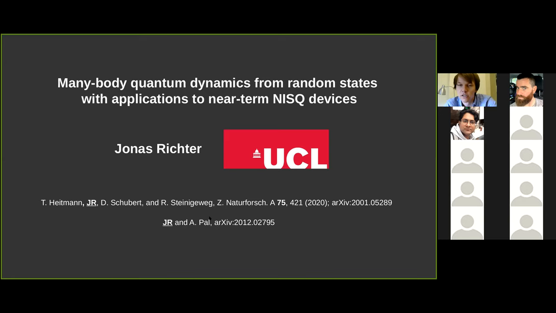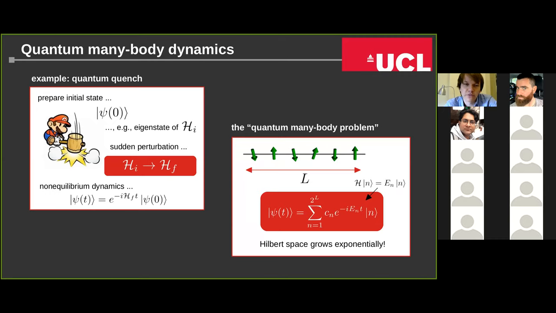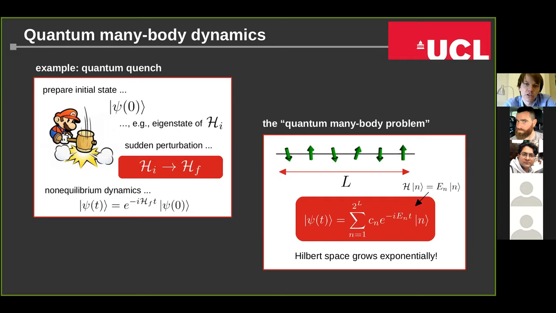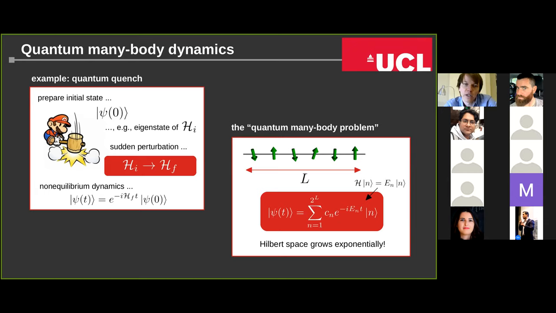So let me start with a very brief introduction. I'm sure this is pretty much familiar to you. I'm interested in the dynamics of quantum many-body systems, in particular isolated quantum systems where time evolution is unitary. In such systems, a very popular protocol to induce a non-equilibrium situation is to prepare some initial state psi zero, for instance an eigenstate of some Hamiltonian Hi. Then at some point in time, there's a sudden perturbation where some parameter of your Hamiltonian changes. So the Hamiltonian changes to some final Hamiltonian Hf, and your initial state is no longer an eigenstate of this Hamiltonian and evolves in time. You can study the resulting non-equilibrium dynamics.